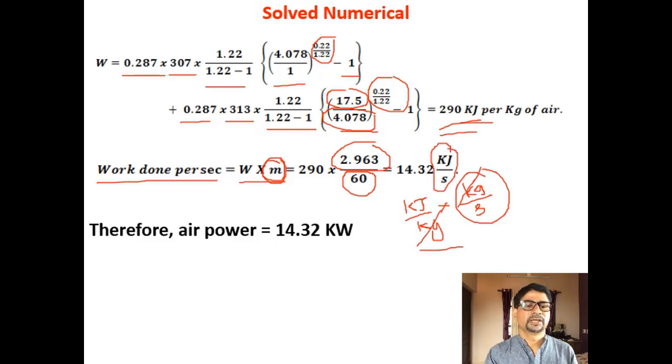Some of you may directly substitute 2.693 and end up with the wrong answer, because you are not getting it in kilowatt, instead you are getting it in kilojoules per minute. So beware of the units in which you are substituting, in any formula for that matter. After substitution you will get 14.32 kilojoules per second. Therefore the power required is 14.32 kilowatt.